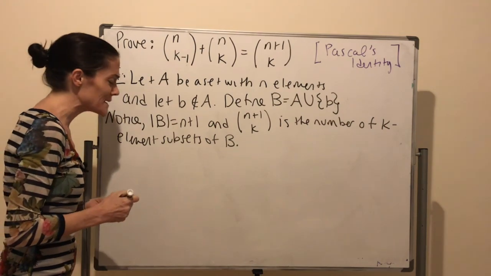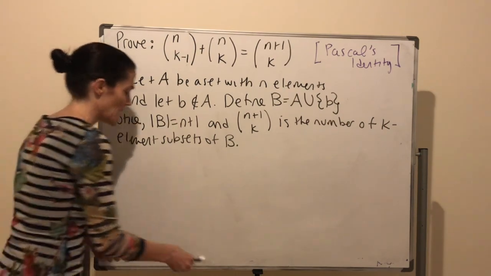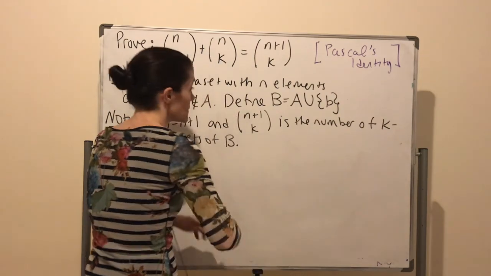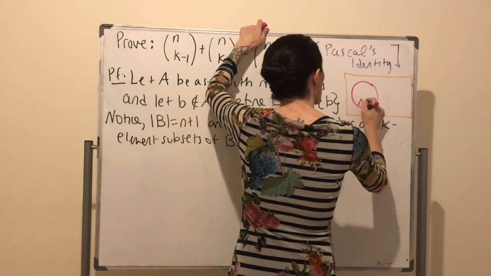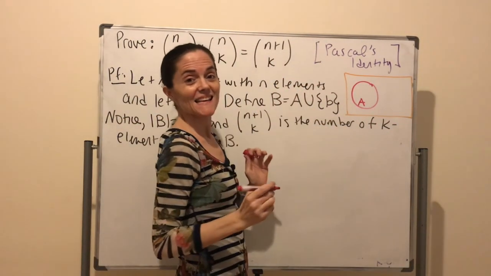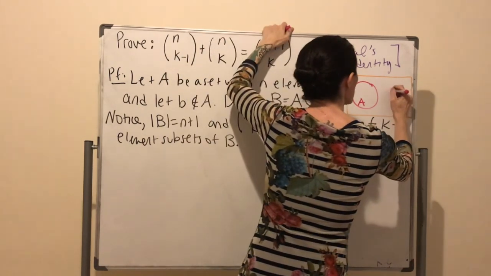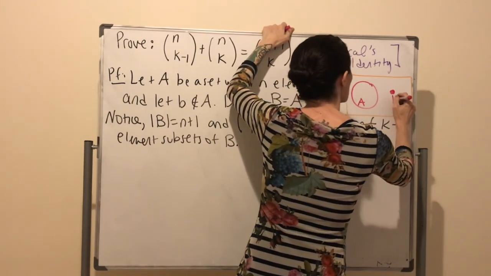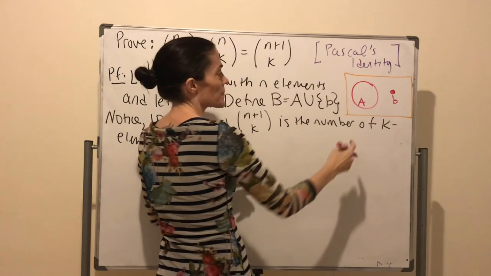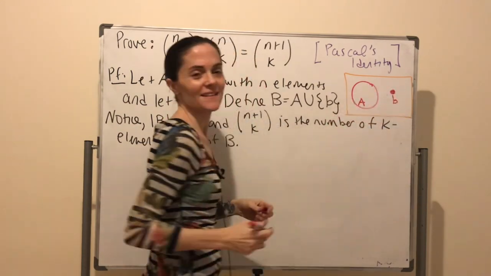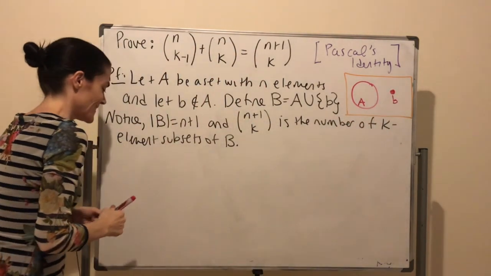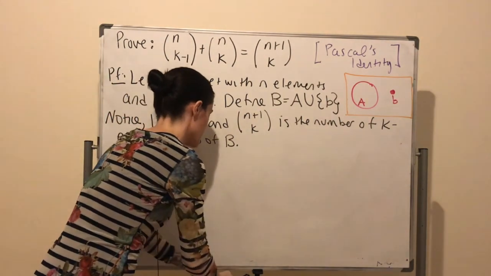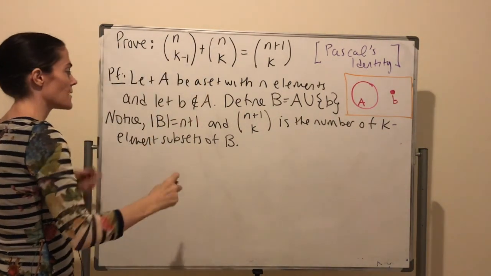Now, we want to realize that the left-hand side also counts the number of k element subsets of B. So let me draw a Venn diagram here, and this will help us. Here is A, A has n elements. And then I have this one point out here, which is little b. And this capital B is A together with little b.